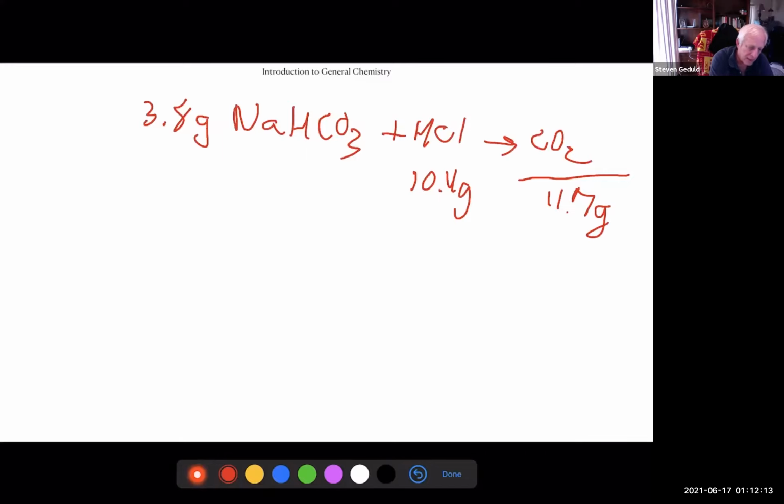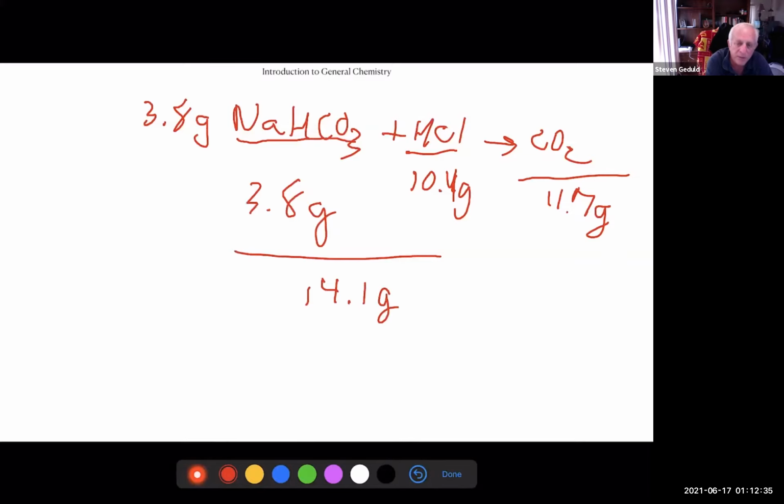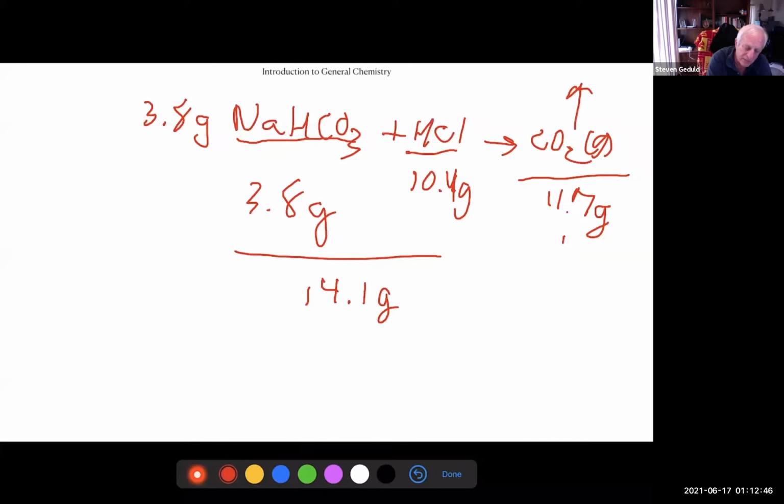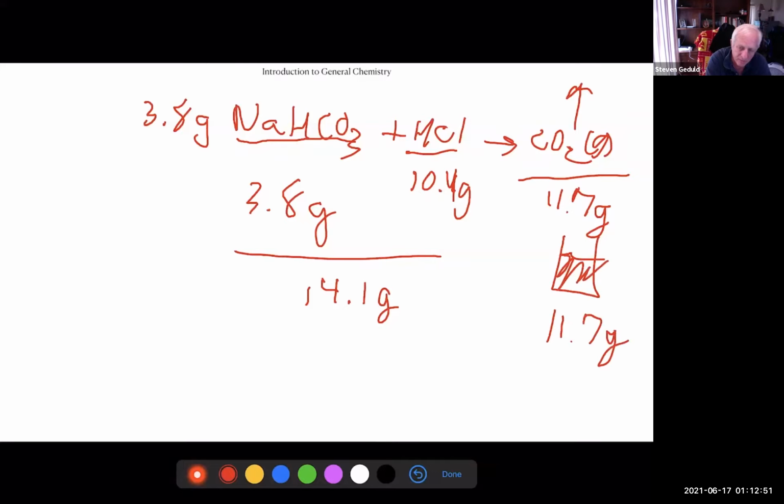Okay. So we got sodium hydrogen carbonate and we got hydrochloric acid. We got 10.4 grams of hydrochloric acid and we got 3.8 grams of sodium hydrogen carbonate. So on this side, we have a total of 14.1 grams, right? 3.8 plus 10.4. That's our total mass of our reactants. We're releasing carbon dioxide gas into the atmosphere. And what's left in our container weighs 11.7 grams. That's what it says, right?